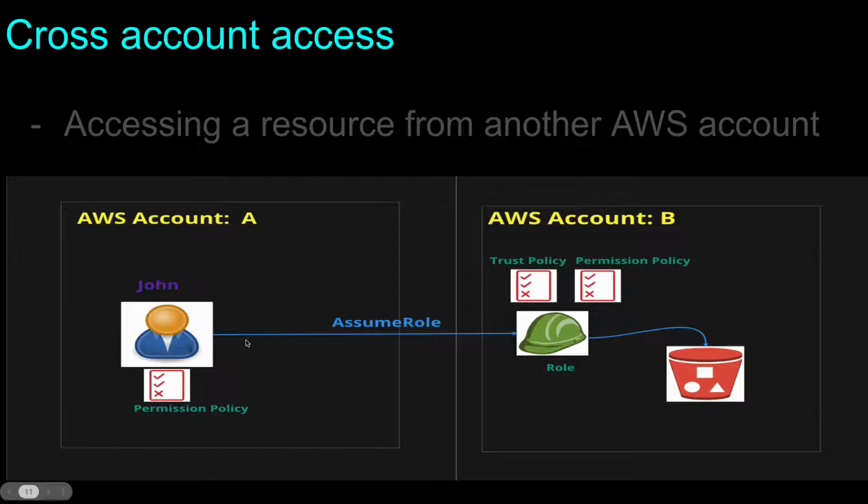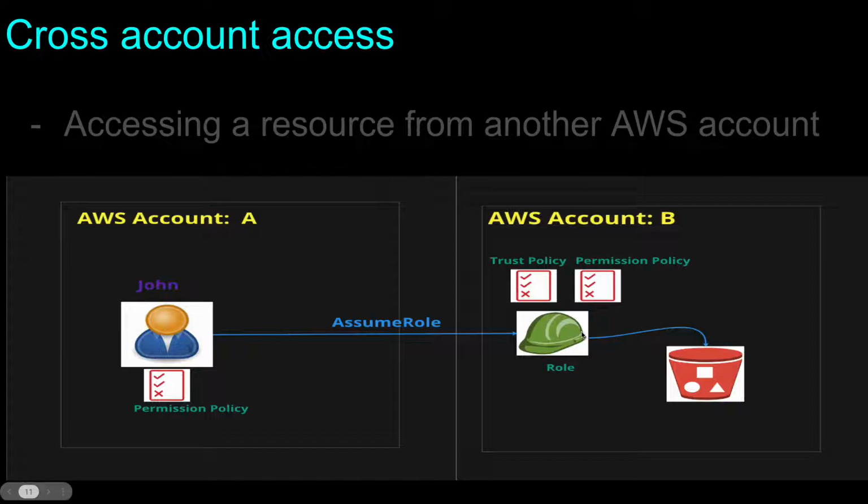As per this diagram, we have a user called John in AWS account A, and there's an S3 bucket in account B. Let's say John wants to access the S3 bucket in account B. How do we achieve this? The very first thing we need to do is create a policy in account A which is attached to John. The policy should allow assume role permission.